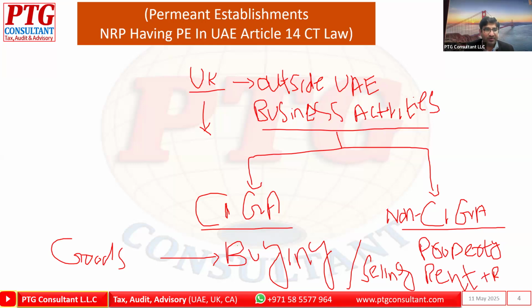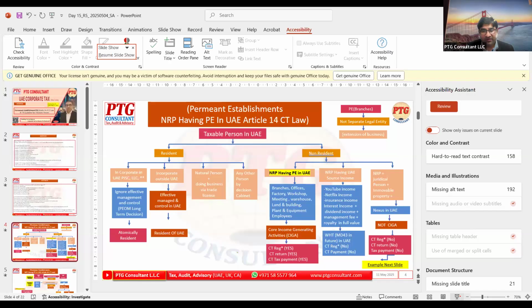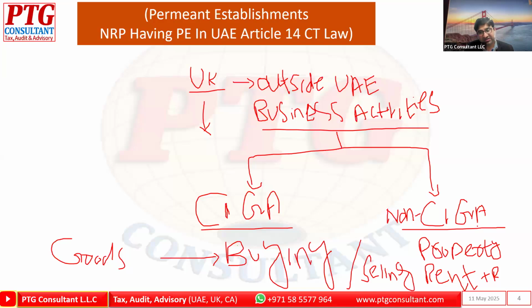If it's not your primary business, the main objective is to understand what is CIGA and what is not CIGA. If a business has some excess cash and says, okay, let's buy one property, put it on rental and we will get some income, this is non-CIGA. So far, the concept of CIGA and non-CIGA we already understand.